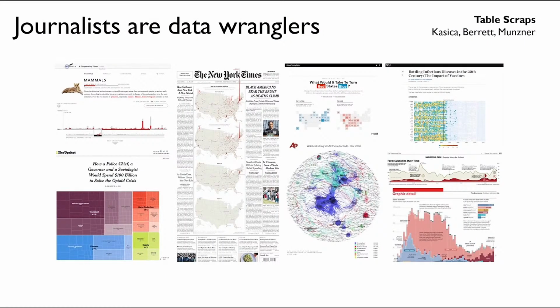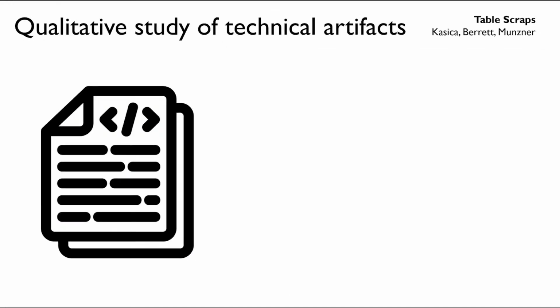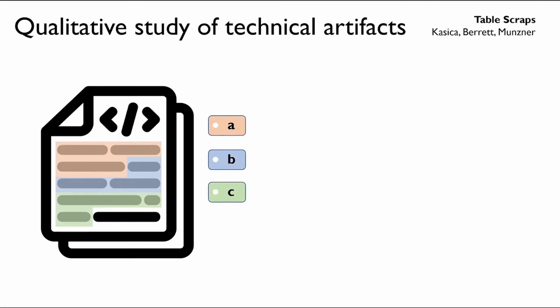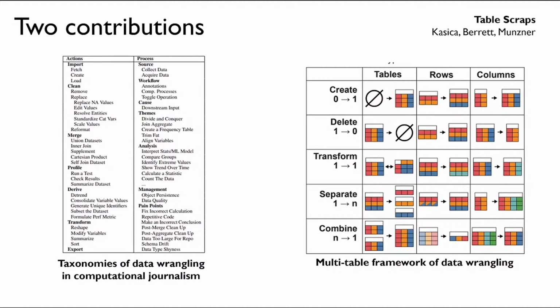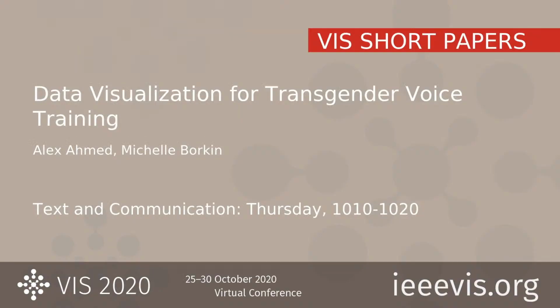Data journalists are a compelling group through which to study data wrangling because they frequently publish their methods to sites such as GitHub. In Table Scraps, we perform a qualitative study of their codes and computational notebooks to better understand the needs and pain points of journalists while data wrangling. From this data, we produce 2 taxonomies of computational journalism and a framework for multi-table data wrangling, and demonstrate these contributions through 2 case studies.